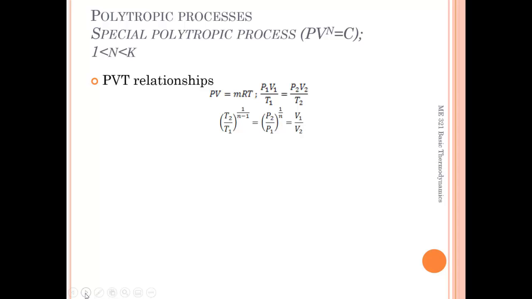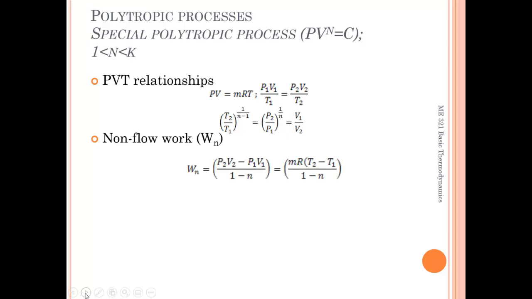The three forms of the PVT relationship in polytropic process are very similar to those for isentropic processes. On the other hand, the non-flow work can be found by evaluating the area under the PV curve. We will arrive at this form of the equation, which is quite similar to the non-flow work for isentropic process. The only difference is that the specific heat ratio k in the equation is replaced by the polytropic index n.